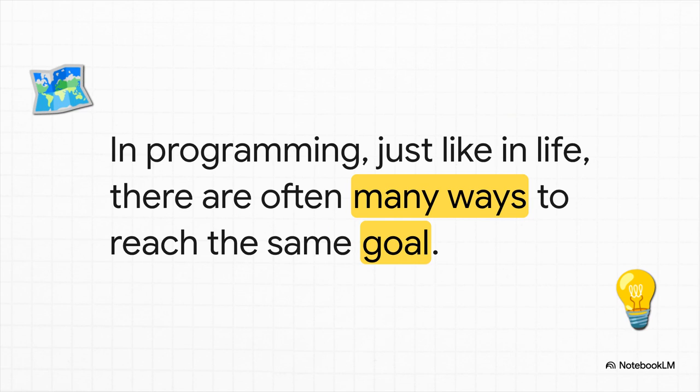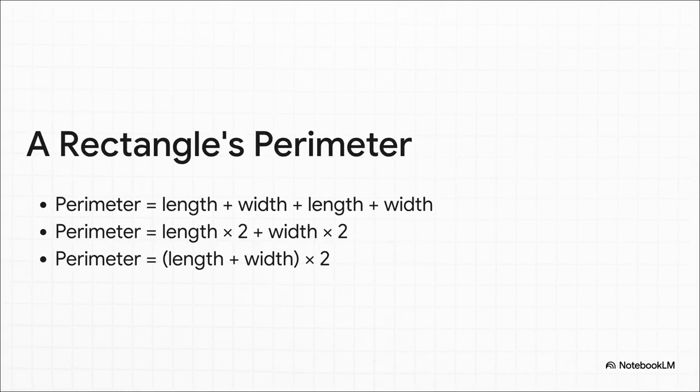I mean, think about your daily commute. If your usual road is blocked, what do you do? You find another route, right? Well, programming is exactly the same. There are often tons of different algorithms, different paths that will get you to the same exact result. And this is where problem solving gets really creative. This example from the book is just brilliant for showing this. How do you find a rectangle's perimeter? Well, all three of these options will get you the right answer, but a good programmer is always thinking about efficiency.